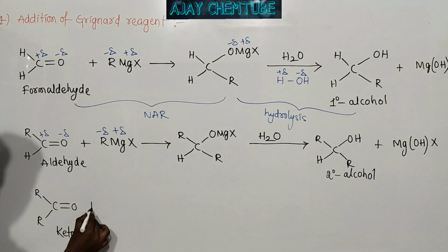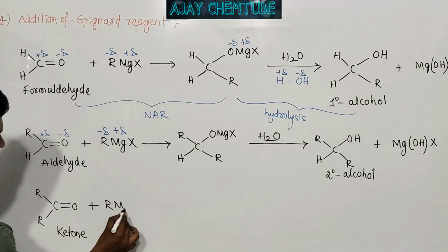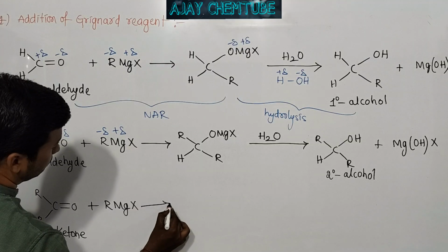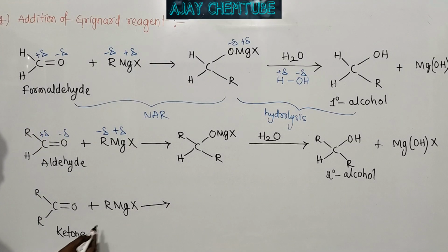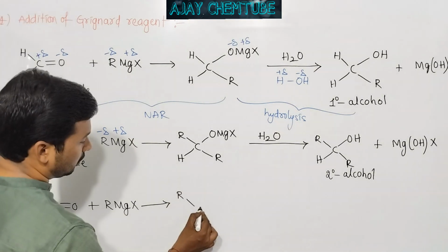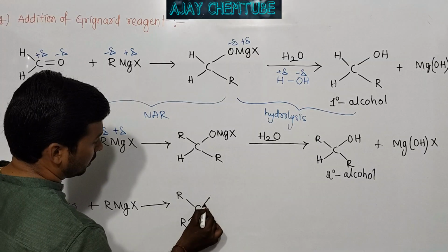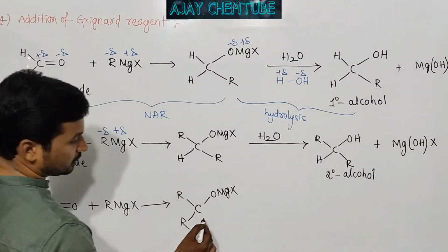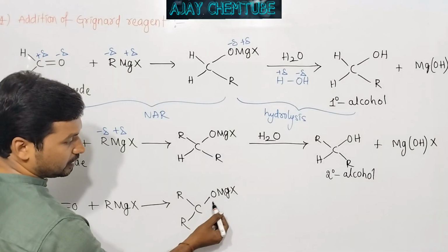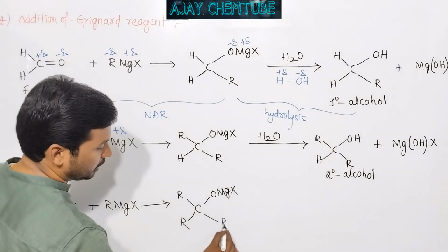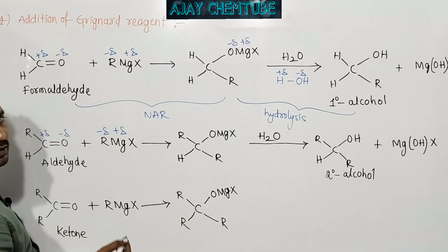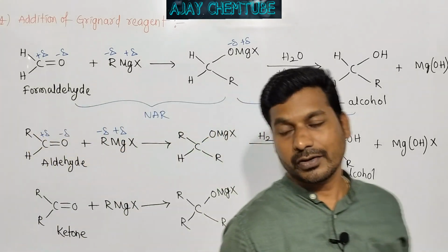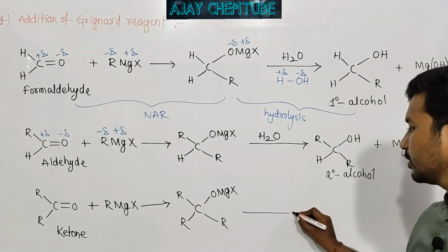If we take a ketone, then addition of Grignard reagent gives the same pattern: R minus is added to carbon, MgX plus is added to O minus. O becomes OMgX. Here R is added. Up to here, this is a nucleophilic addition reaction. Then it is followed by hydrolysis.